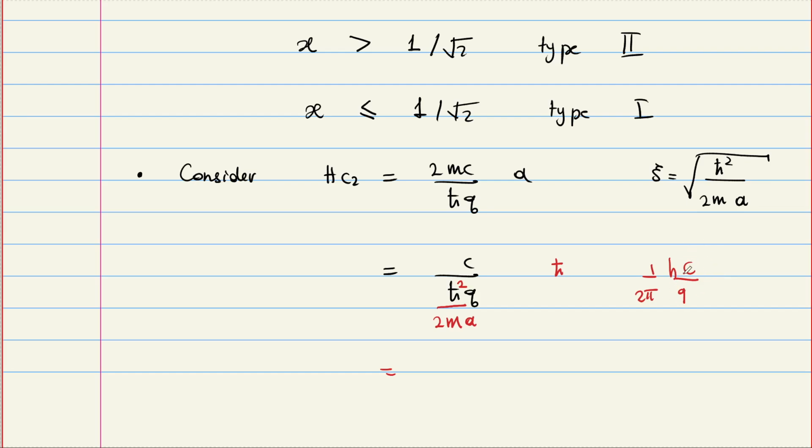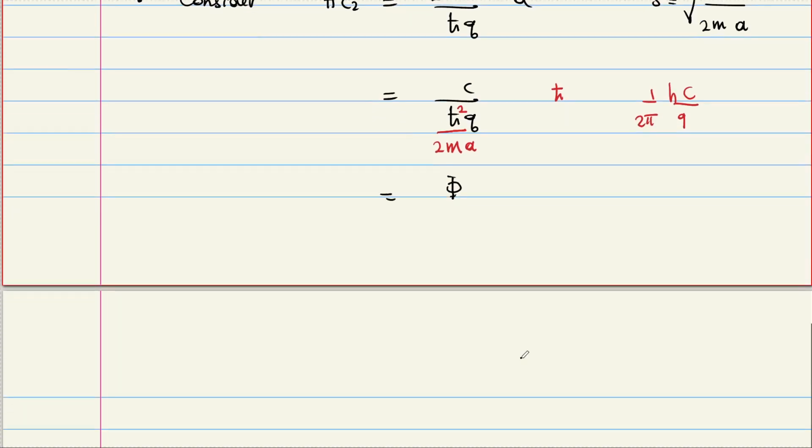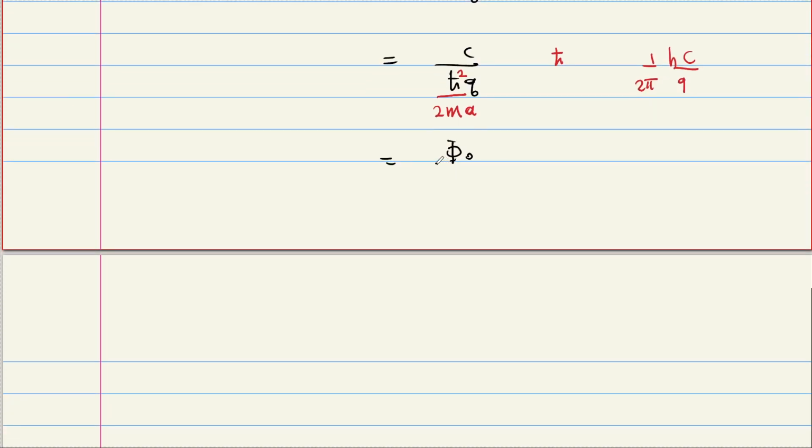So what was this quantity? Does anybody remember? hc over q. Exactly, yes. This is the flux quantum. So this is flux quantum. Actually, let me write in a little less obnoxious color. So this is flux quantum divided by, there's like 2 pi, and h bar squared over 2mA is xi squared.